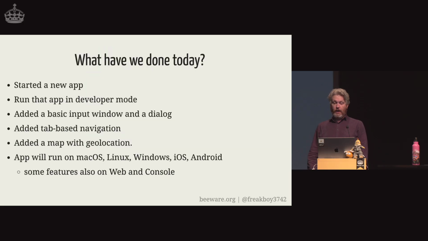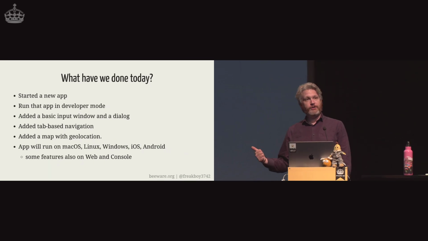And so, a quick recap of what we've done over the last 20 minutes. We have created a new application. We have run that application in developer mode, allowing us to rapidly iterate on the development of an app's display. We've added some basic input widgets like buttons and text inputs. We've displayed the results in dialogues. We've added tab-based navigation between panels of content. We've added a map. We've integrated our phone's geolocation services to control the display of that map, including requesting permissions required to access geolocation services.